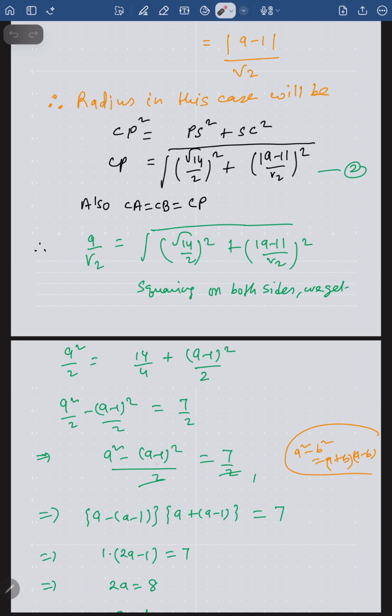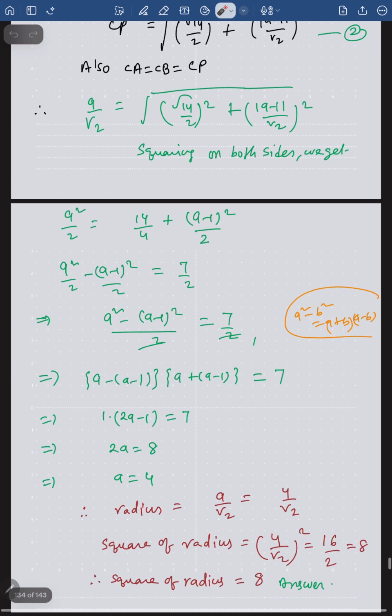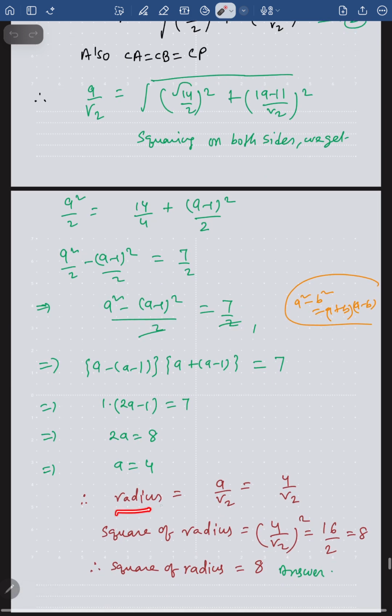This will give you the a square minus b square format, so (a plus b)(a minus b). So a minus (a minus 1) into a plus (a minus 1). When you simplify this, it gives minus minus plus 1, which gives 2a minus 1. So 2a minus 1 is 7, so 2a is 8, so a is 4. But our radius is a upon root 2, which is 4 upon root 2. The square of the radius is (4 upon root 2) squared, that is 16 upon 2, that is 8. So the square of the radius is 8. Thank you.